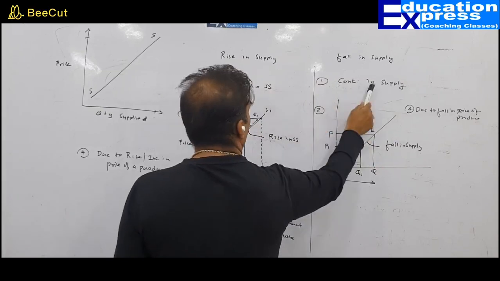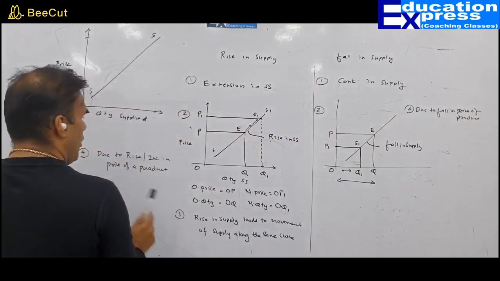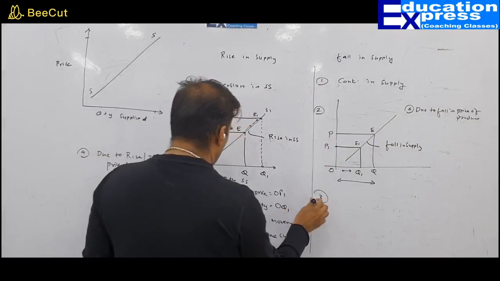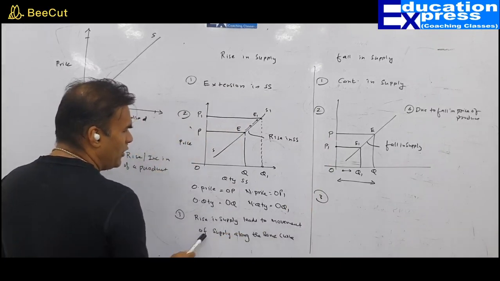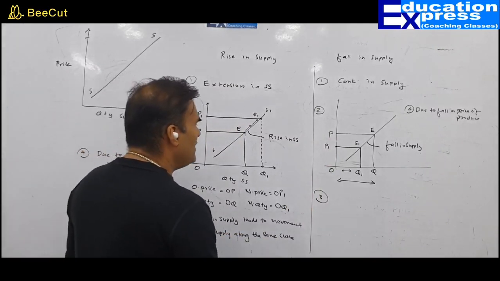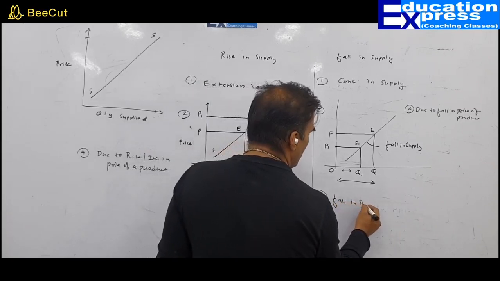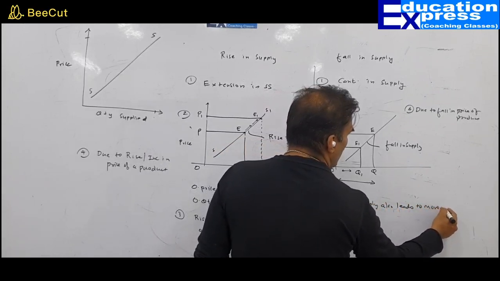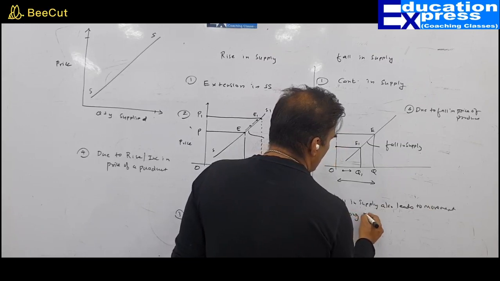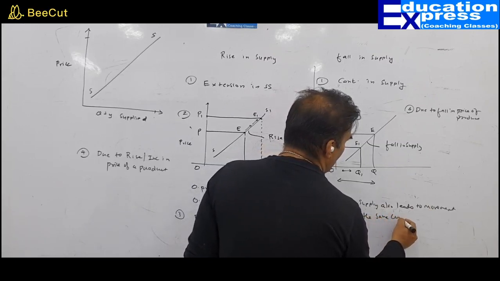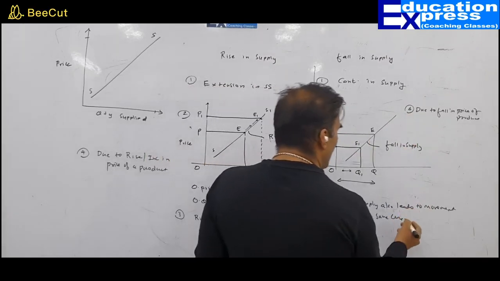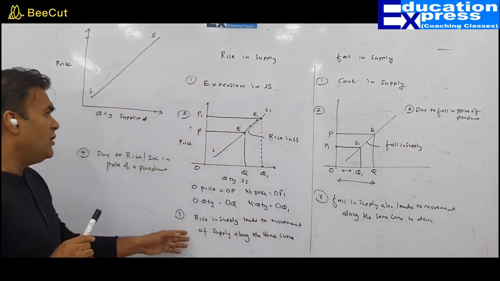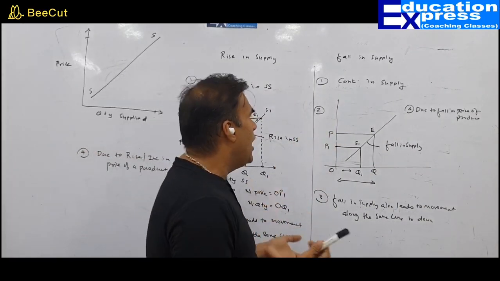Sir, point number 1, point number 2, and there is no point number 3 here, straight away went to point number 4. So my point number 3: rise in supply leads to movement of supply along the same curve. Fall in supply also leads to movement along the same curve, but it will not go upward, it will go down. So here the movement will be up, there the movement will be down.